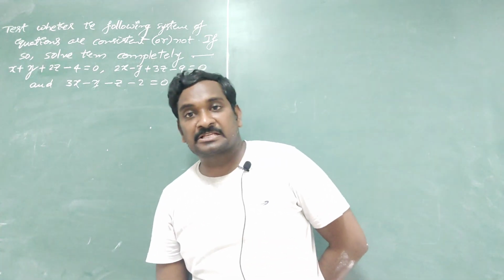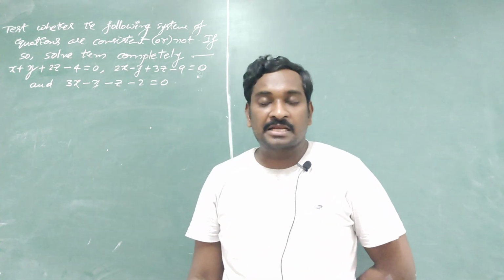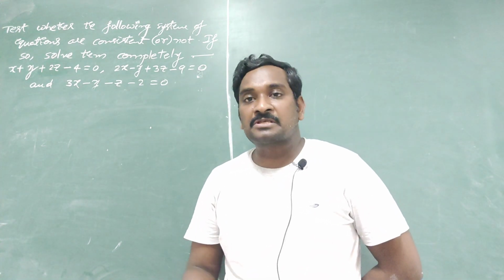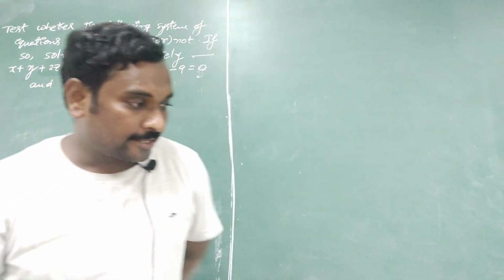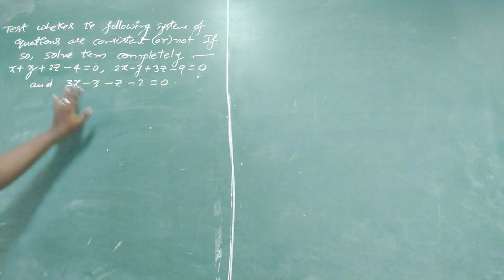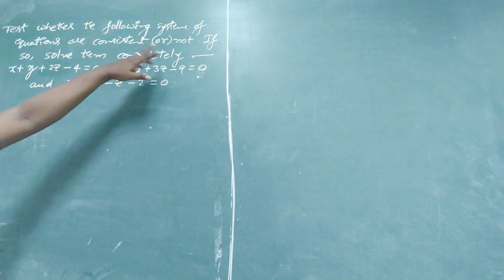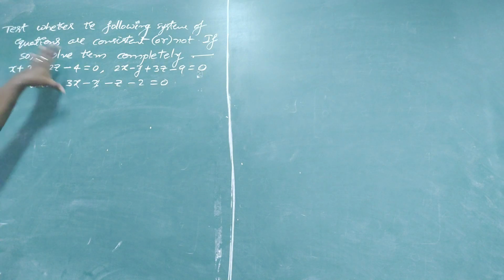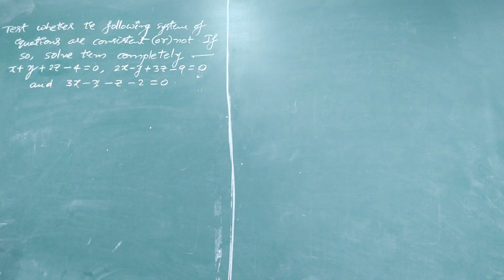In this video, I will explain another example on system of non-homogeneous equations. Already in earlier videos, we solved some problems and we discussed the procedure also. This is the statement of the problem. Test whether the following system of equations are consistent or not. If so, it means that if the given equations are consistent, then we have to solve for the solution.